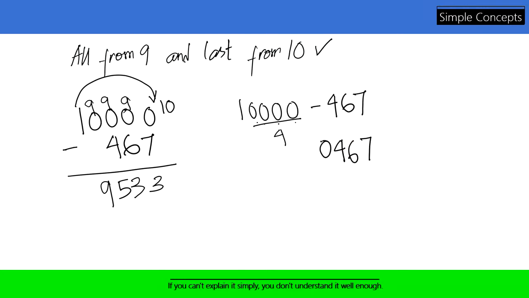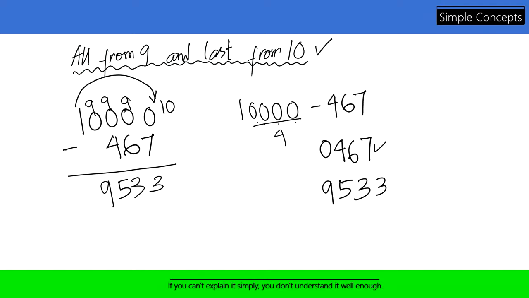So all from 9, I will simply start subtracting from here. 9 minus 0 is equal to 9, 9 minus 4 is equal to 5, 9 minus 6 is equal to 3, and this is my last number now. So 10 minus 7 is equal to 3. So my answer is 9533. So that's all. That is how this formula comes into the picture.